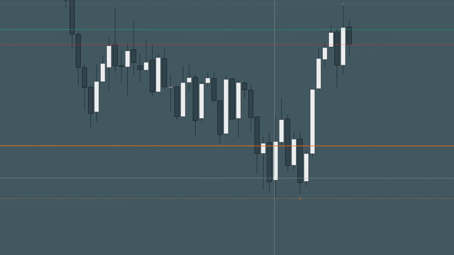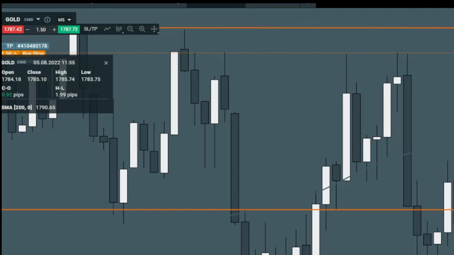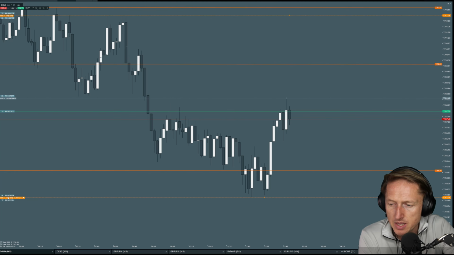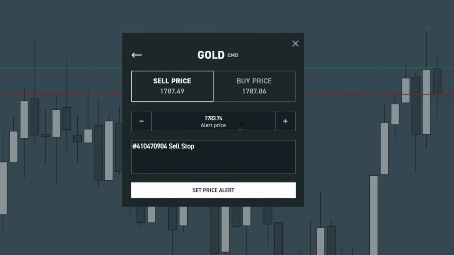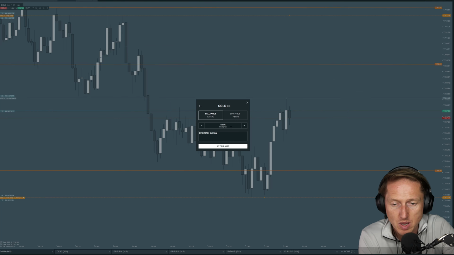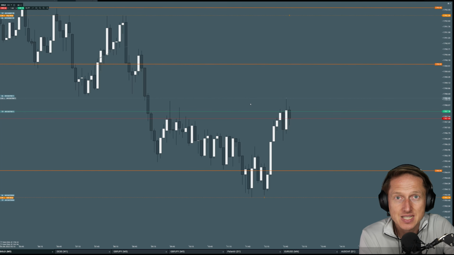Let's have a look. That's the white candle in the left corner. You can see that the low was 83.75. And where is my trade here? 83.74. It's one pip below. Once we get one pip below, I'm already fine. I want to be selling gold. So that's the difference, guys.